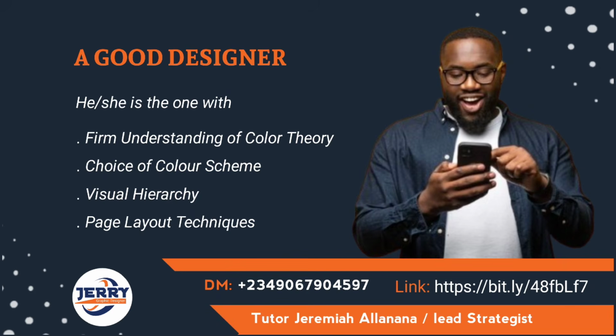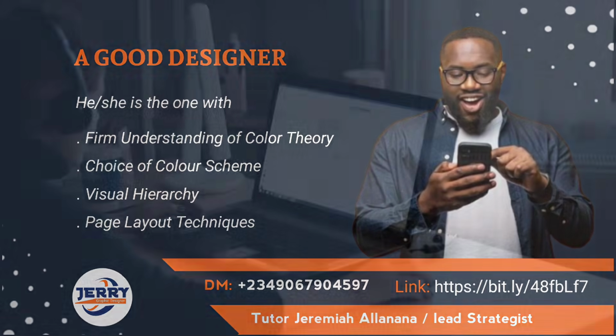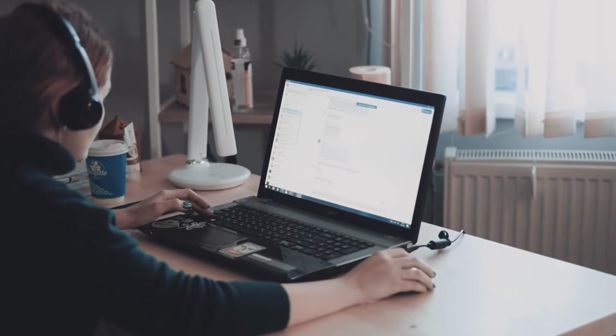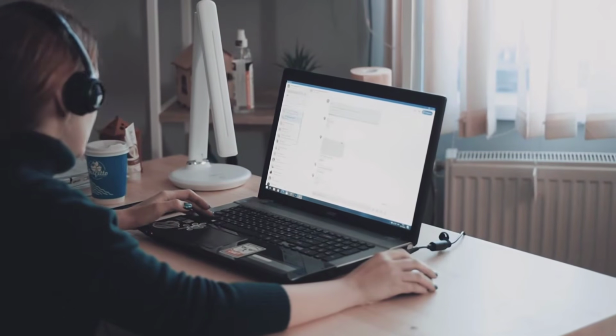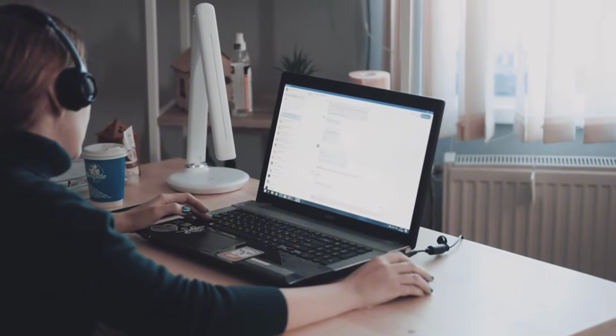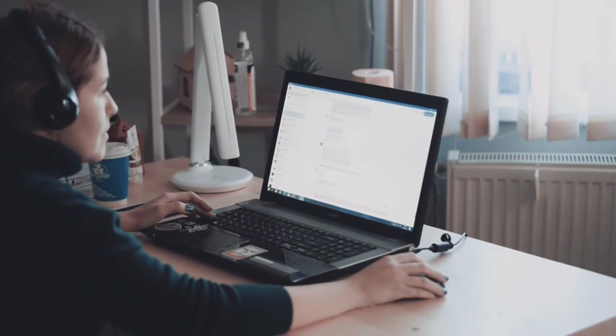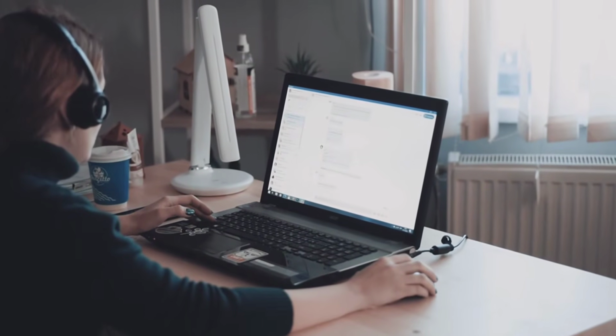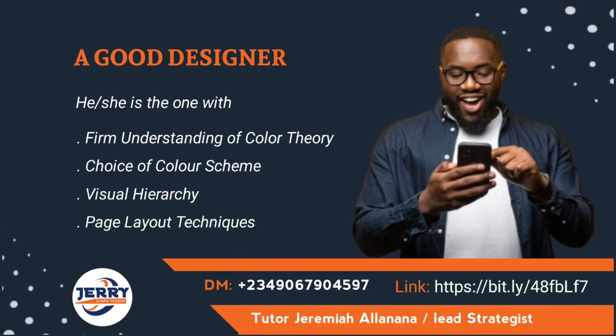Now, the second one is choice of color scheme. All right, this is about being organized instead of using 10 different colors that make your design look messy. You pick a set of two or three colors that represent a brand and stick to them consistently, which is what makes your work look professional.